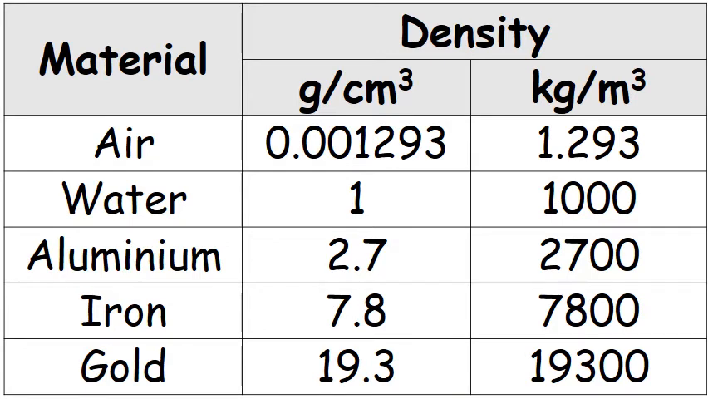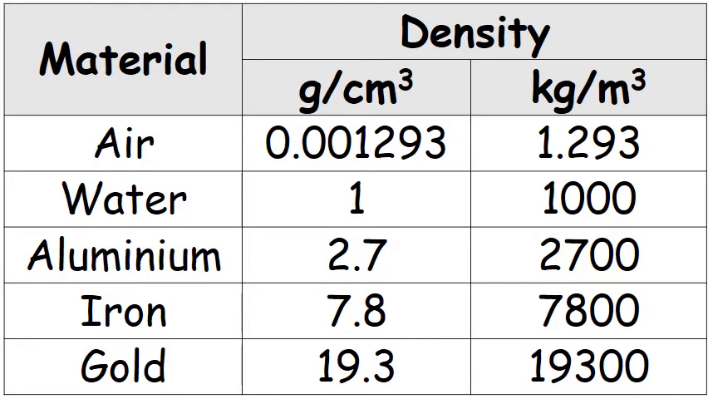If we compare gold with water, gold is a little bit more than 19 times heavier than water, because water has a density of 1, gold has a density of 19.3, considering the same volume. And this is how you need to learn to interpret the values.